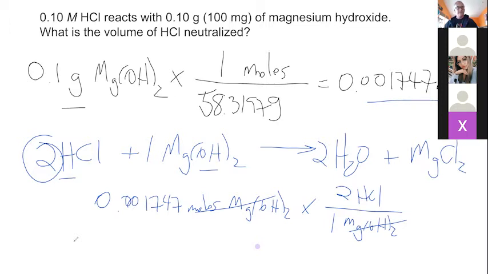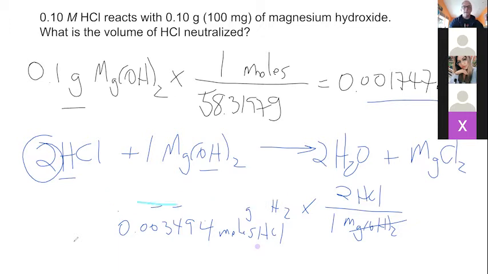So I have 0.001747. I multiply that by 2. And so I have 0.00349 moles of HCl. But I'm not done yet, right? Because I still have to figure out what the volume is. So that's how many moles of HCl.